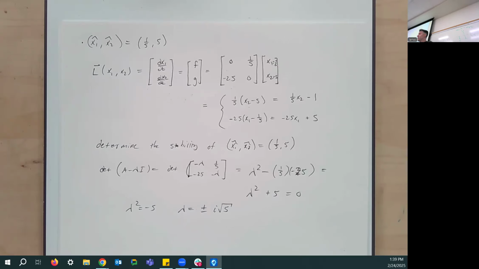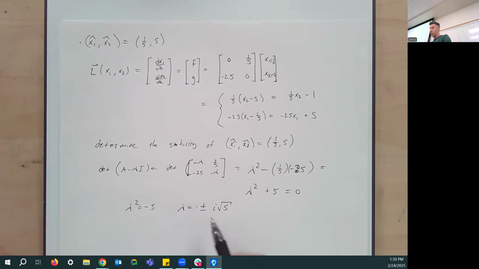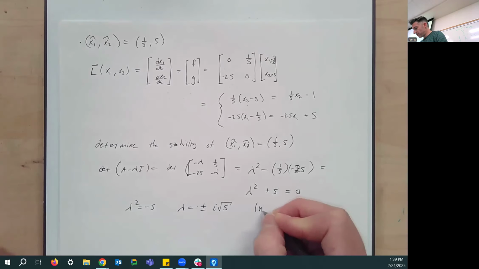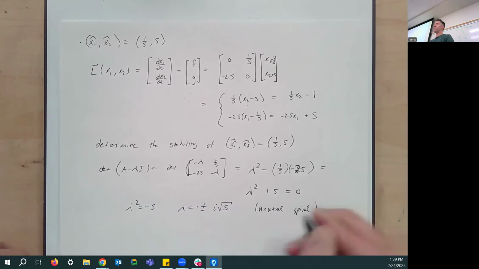Neither, because there isn't a real part, right? If there was a negative number out front here, we'd say it was a stable spiral. If there was a positive number, it'd be unstable. This is a neutral spiral. And I don't really know if you classify that as stable or unstable. My guess would be unstable. I don't really know though.